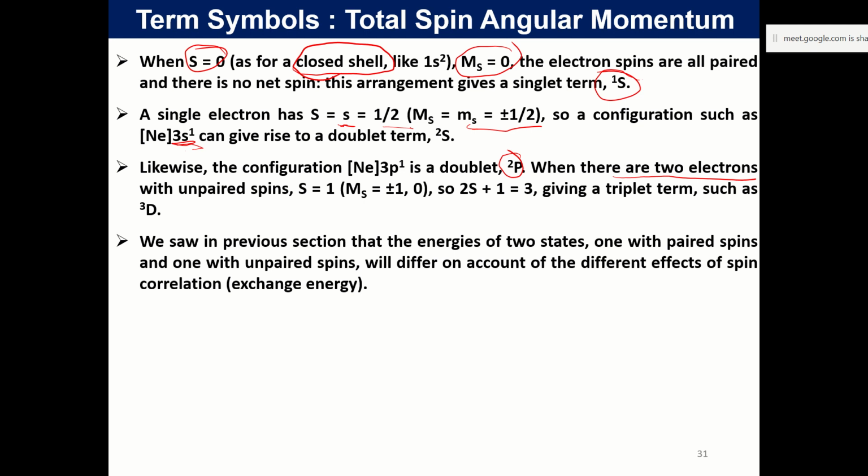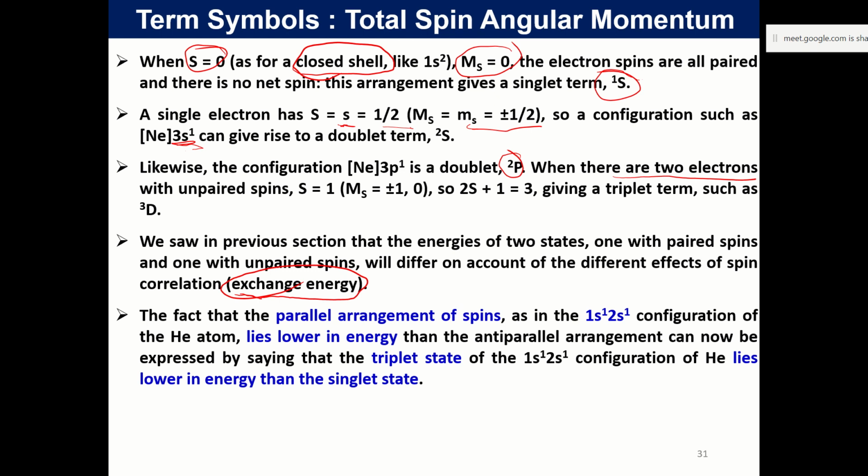So now we also understand that when we have parallel spins, when they are not paired, this exchange energy accounts for lowering of energy. That is another way of stabilizing. So if you consider an arrangement 1s1 2s1, in case of helium atom this kind of state can arise, you will find that this one will have lower energy as compared to the 1s2 state. Parallel arrangement of spins, the triplet state of 1s1 2s1, so now we can say the triplet lies lower in energy than the singlet state.